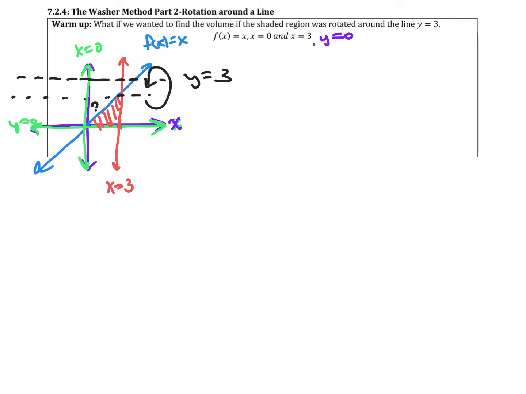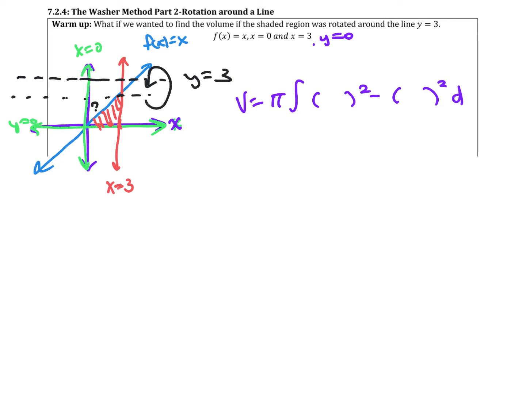So thinking about what we did in the last video, we're saying volume is the integral over some bounds. Since we have a hole, we're using the washer method. So we're going to have two different functions that we're squaring. And now let's look at a couple of things.